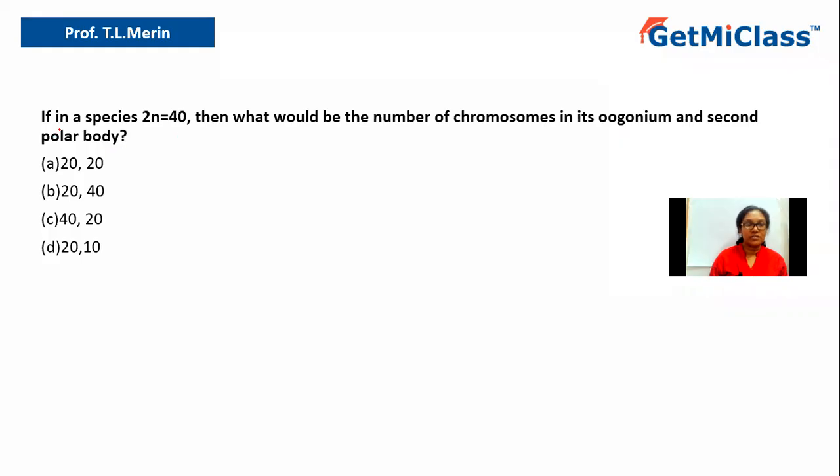Today we are going to solve this question which says, if in a species 2n is equal to 40, then what would be the number of chromosomes in its oogonium and second polar body? Option A 20, 20, option B 20, 40, option C 40, 20, option D 20, 10. Okay, so let us look at the question again. It says in a species 2n is equal to 40, and what would be the number of chromosomes in its oogonium and second polar body?